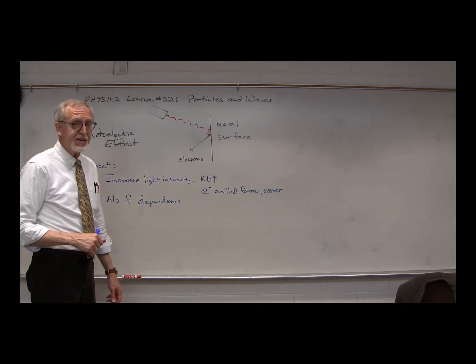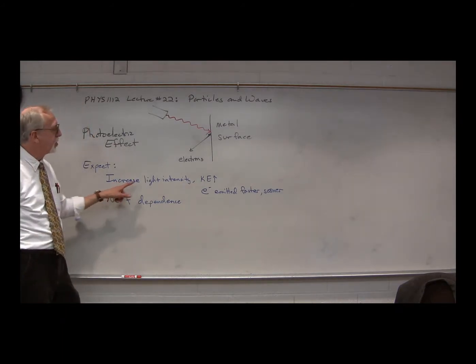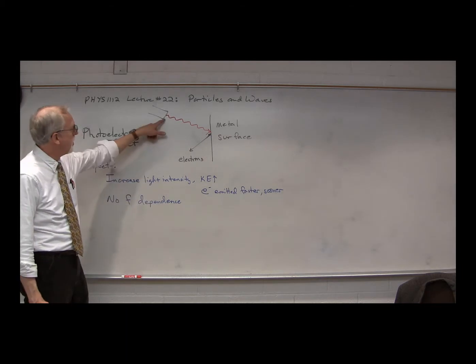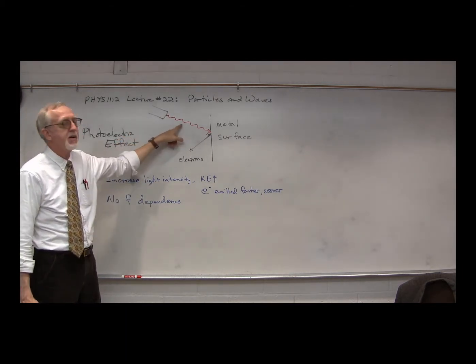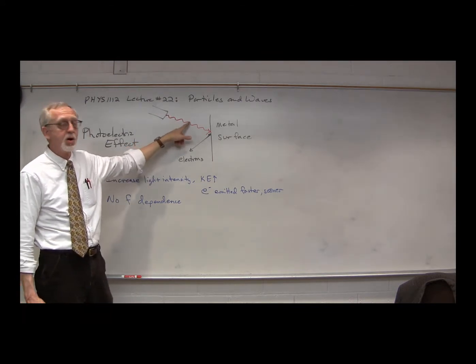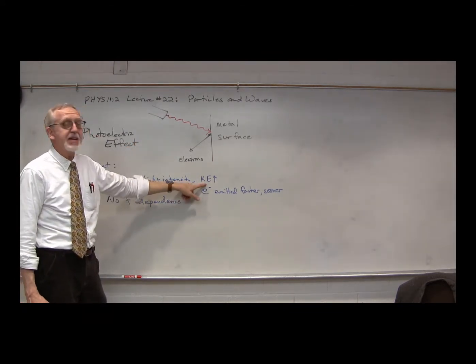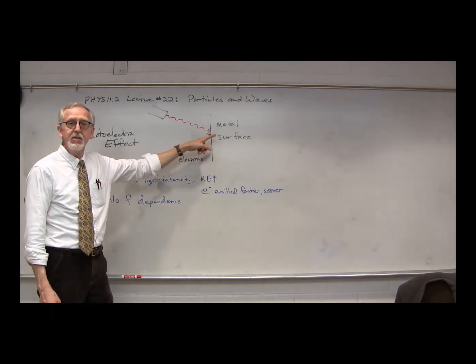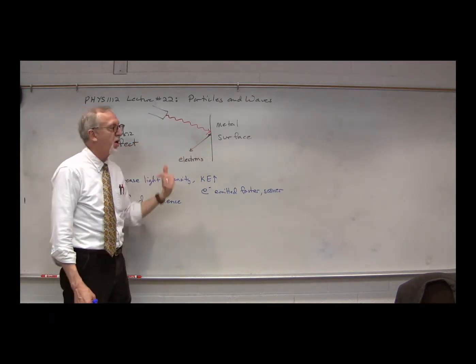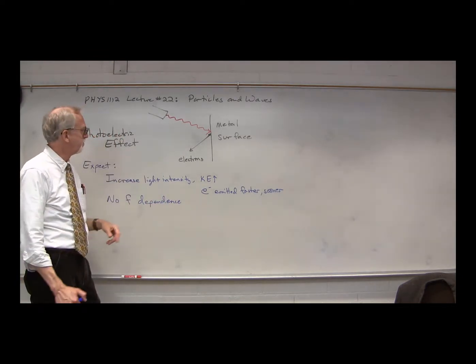What we would expect to happen would be that if we increased the light intensity, remember, the intensity basically means the brightness of the light. So if we send in a brighter light source, or more light, we would expect the kinetic energy of the emitted electrons to get bigger. We're sending in more energy, the electrons absorb more energy, they come off with more energy. That's what we would expect.